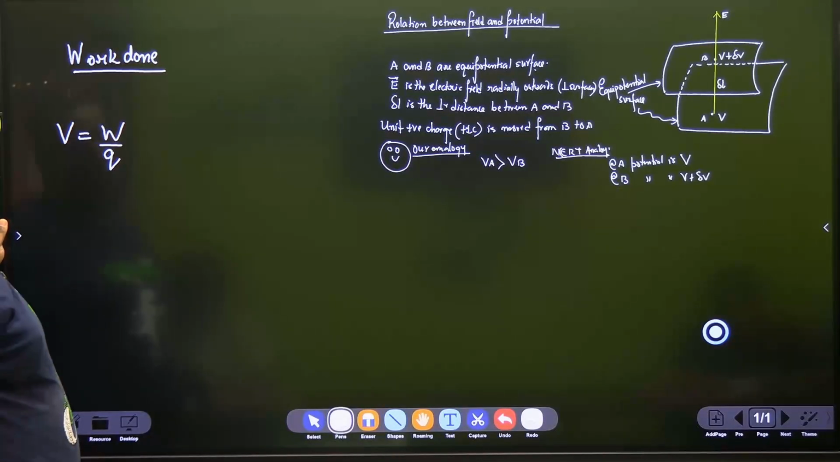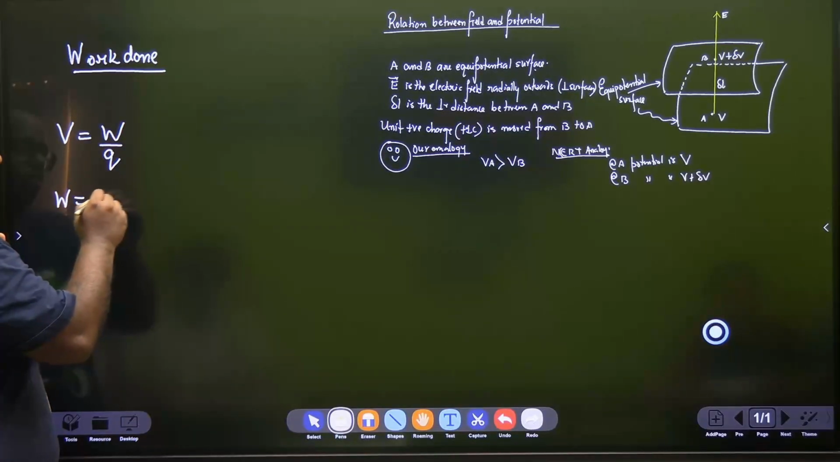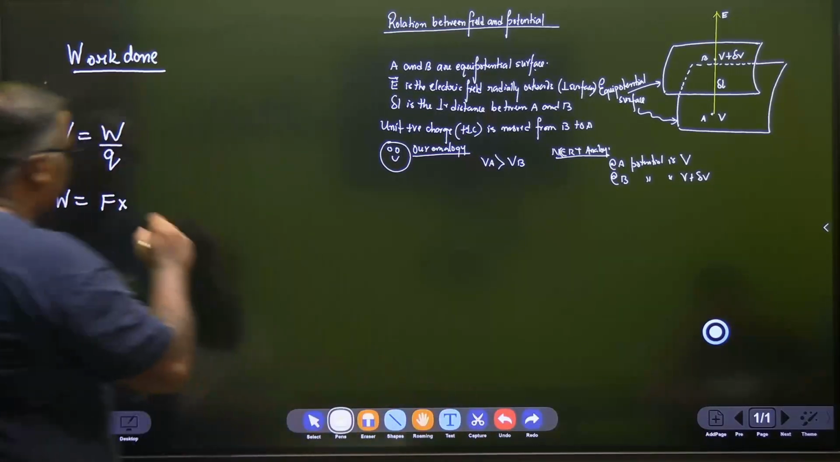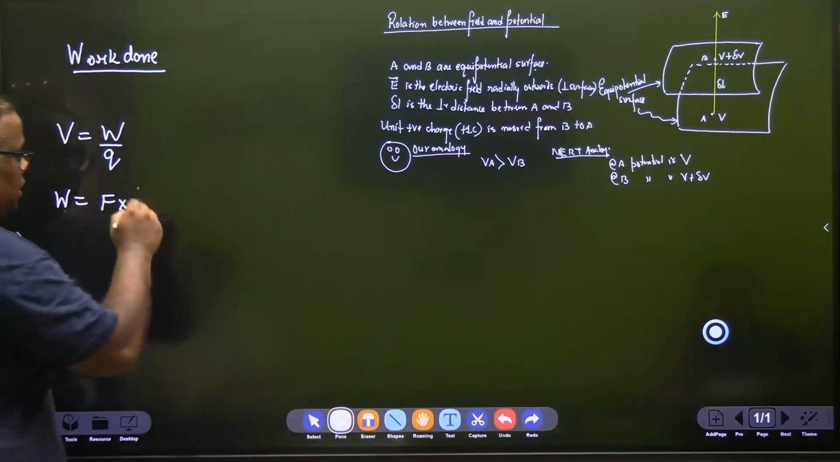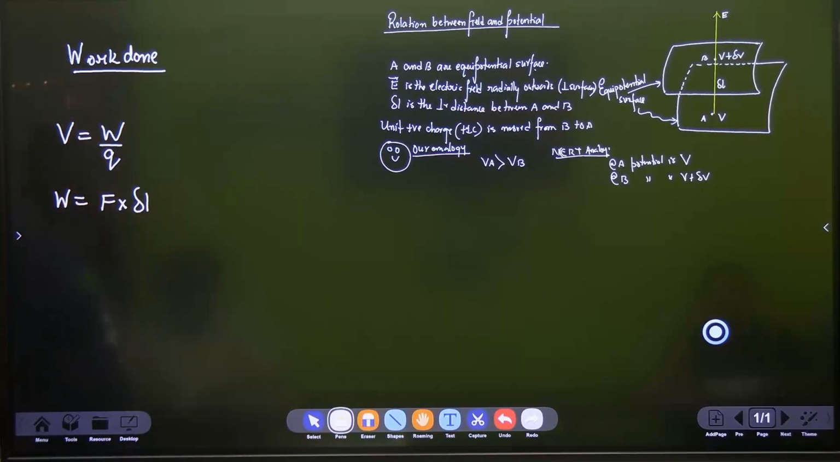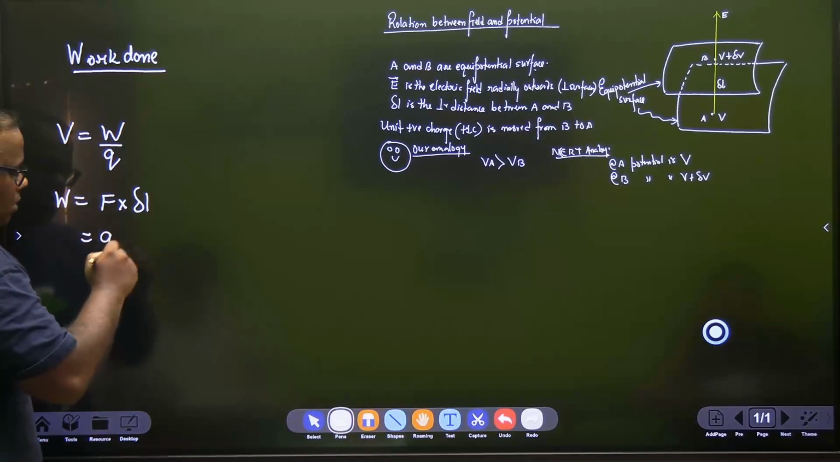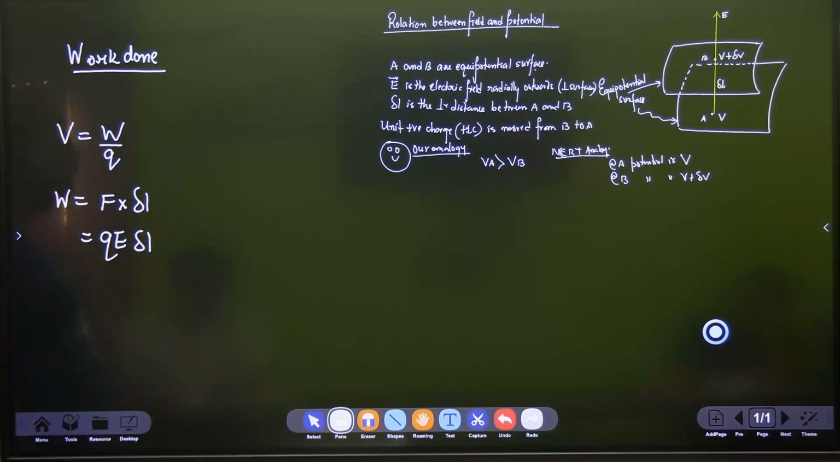Okay. The work done is also equal to the force multiplied by the displacement. What is the displacement, beta? The displacement that you are doing is nothing but delta L. The force multiplied by delta L. What is the force? The force is nothing but Q multiplied by E into delta L. Is this understood? All these are clear.